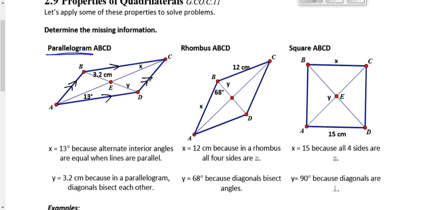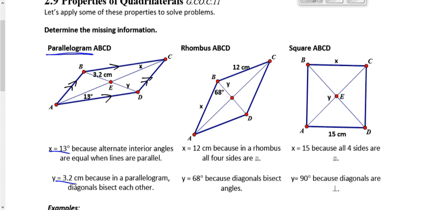All right, so how might we find angle X up here? Parallel lines, transversal, alternate interior angles with that 13, right? So X is 13 degrees. Get the idea? And how about Y? What property of a parallelogram helps us find Y? Look at your flow chart. Diagonals what? Bisect each other. So what's Y? 3.2. Same as that other one, right?